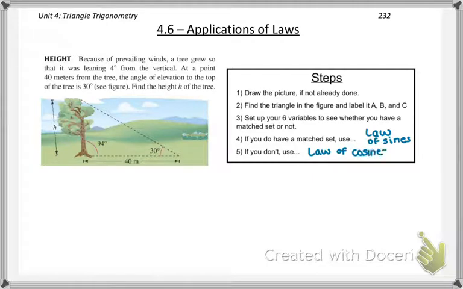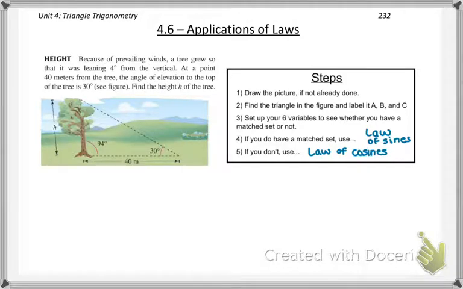And so let's go over an example of each as a review. So in the first problem, we have, because of prevailing winds, a tree grew so that it was leaning 4 degrees from the vertical. So instead of standing straight 90 degrees from the ground, it's leaning 4 degrees over, which means that from the ground to the tree, it's 94 degrees. At a point 40 meters from the tree, the angle of elevation to the top of the tree is 30 degrees. We want to find the height of the tree.